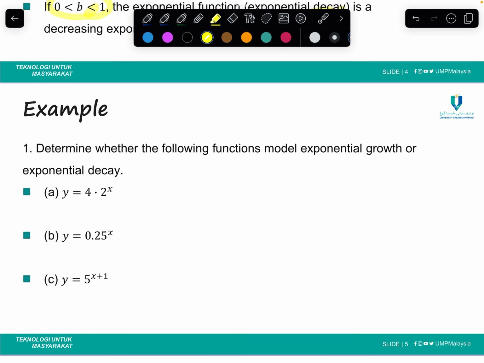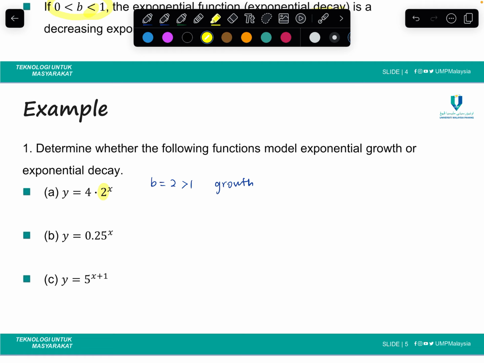Example, determine whether the following functions model exponential growth or exponential decay. 1a, y equals 4 times 2 power of x. Remember, b is the value that has the power. Means that your b here is 2. 2 is greater than 1. Since your b value is greater than 1, then the exponential is growth. We have a growth function, or exponential growth.